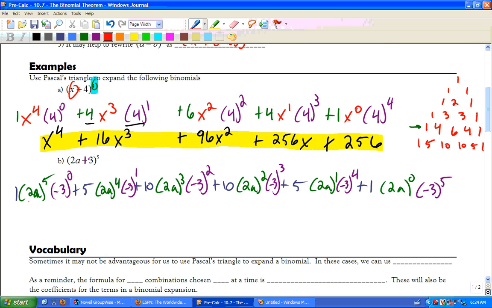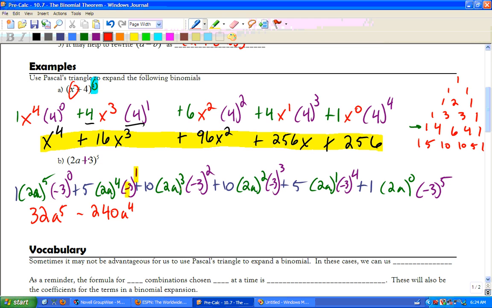Start multiplying our terms out. 1 times 2 to the fifth, a to the fifth is 32 a to the fifth, negative 3 to the 0 is still 1, so we don't have to worry about it. In this case, we have a negative to the first, to an odd power, which makes this whole term negative. 2 to the fourth is 2, 4, 8, 16 times 5 times 3 gives us 240 a to the fourth.